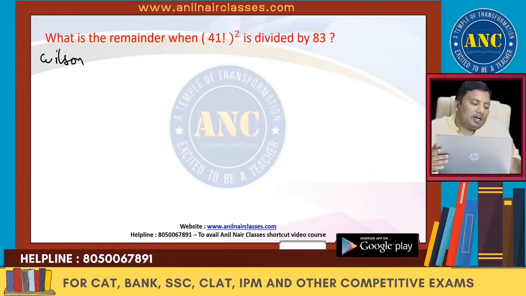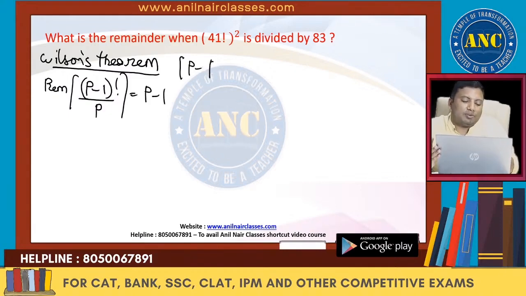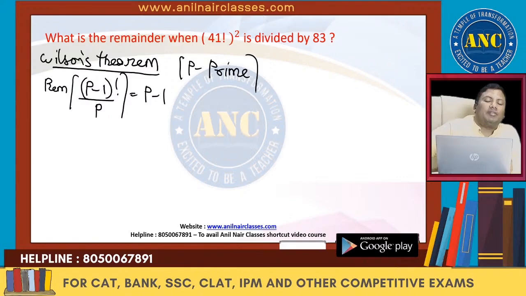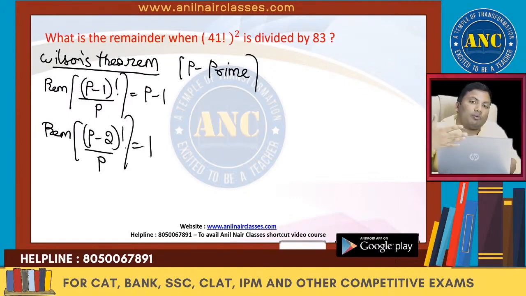So when the denominator is a prime number and there is a question on factorial, you can use the concept of Wilson's theorem. Wilson's theorem states: the remainder when (p minus 1) factorial is divided by p is p minus 1, if p is a prime number. First make a note of these important key points. (p minus 1) factorial divided by p gives p minus 1. The remainder when (p minus 2) factorial is divided by p is nothing but 1.